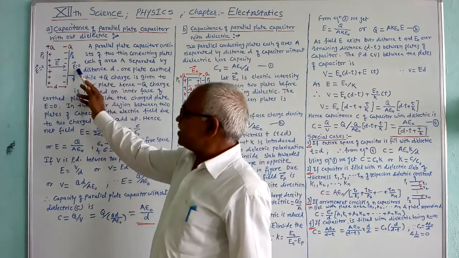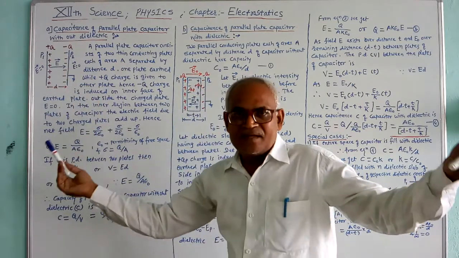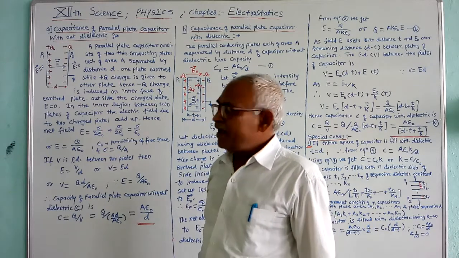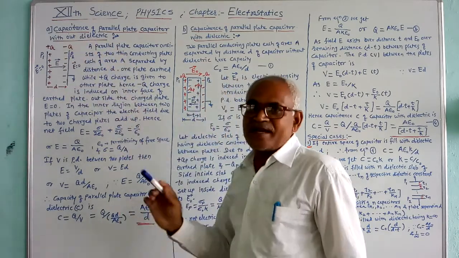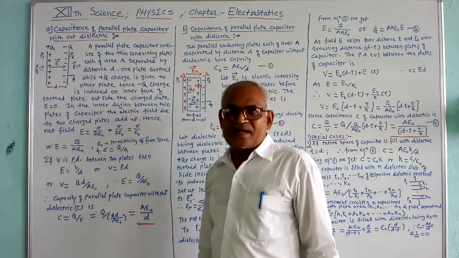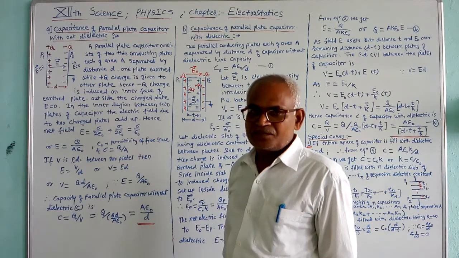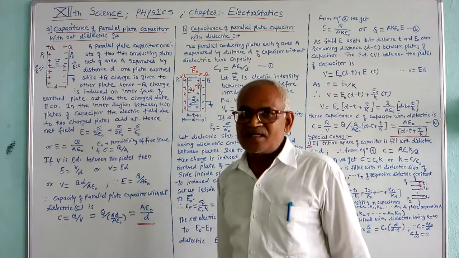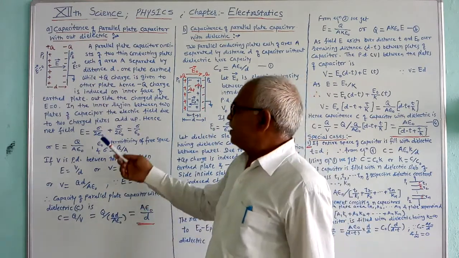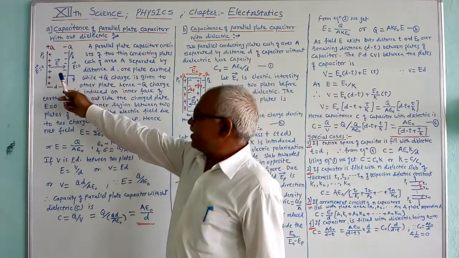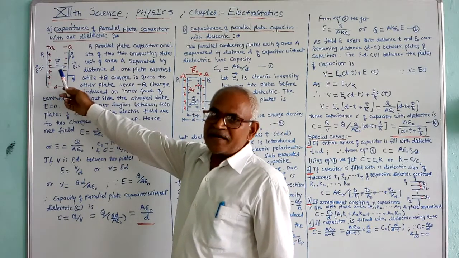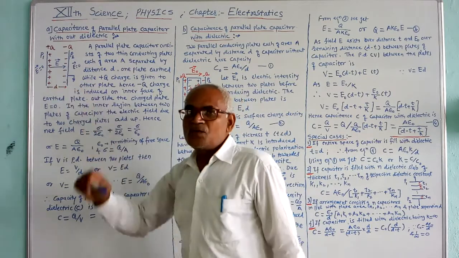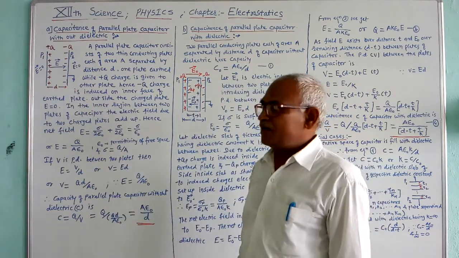As no charges are present outside the conducting plates of the capacitor, the electric intensity outside the capacitor is zero. As charges are present only inside the capacitor, the electric intensity of magnitude E is present in between the two plates of the capacitor.